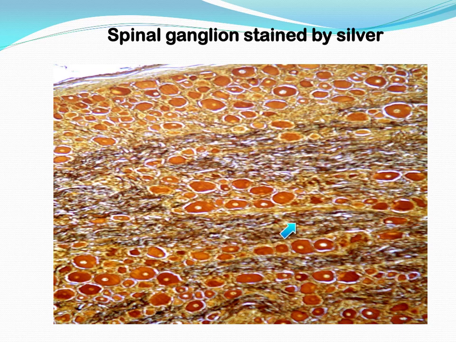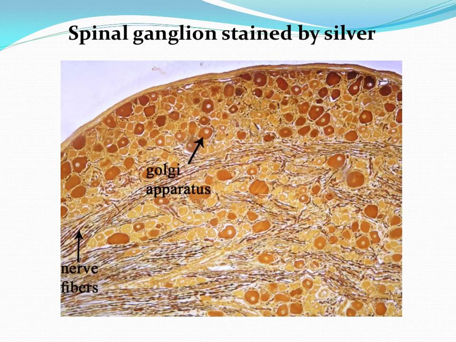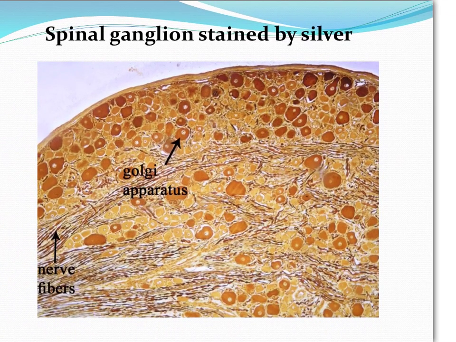Why do we have brown coloration here in the nerve fibers? Because in the nerve fibers we have the neurofilaments, which are stained brown by silver. This is another picture showing the spinal ganglion stained by silver. How did you diagnose that it is a spinal ganglion? Because of two things: number one, the arrangement of the cells in the form of groups or rows. Number two, the variation in the size. We have large size, we have a small size, we have an intermediate size.